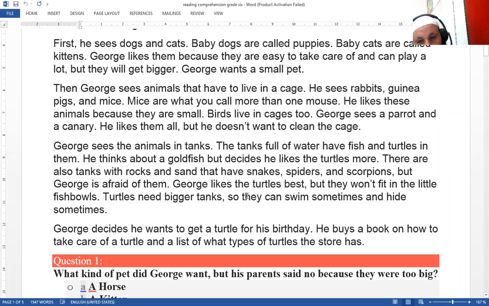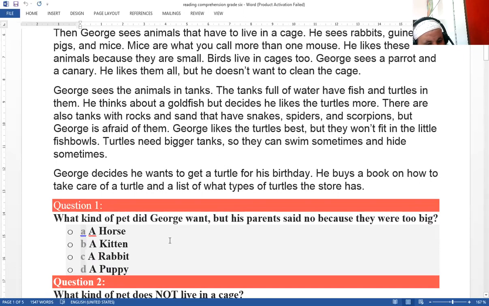For example, Tamim, let's start with you, and after that, we take Asil. What kind of pet? Read the question. What kind of pet did George want, but his parents said no because they were too big? And the answers here are a horse, a kitten, a rabbit, a puppy. And one of the strategies is that you can guess the meaning while reading. Guess the answer while reading.